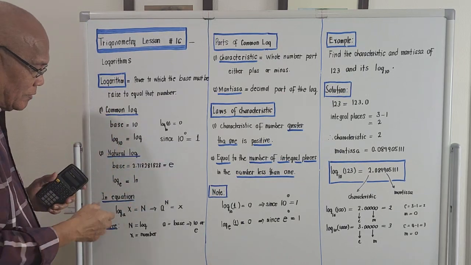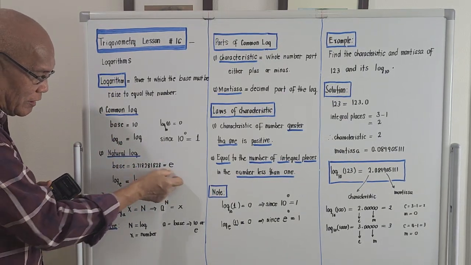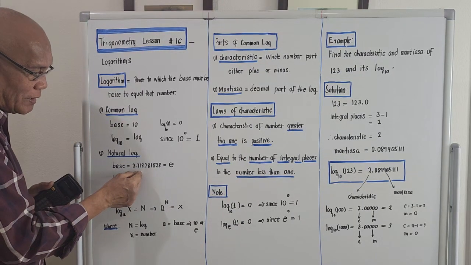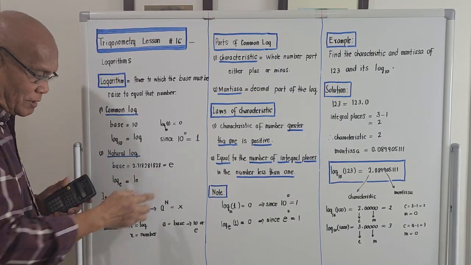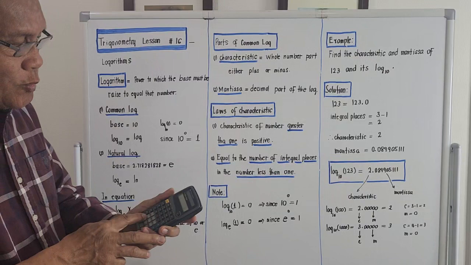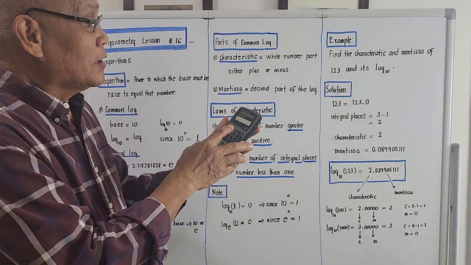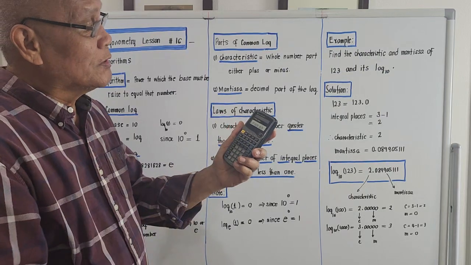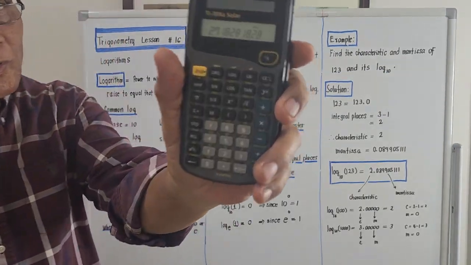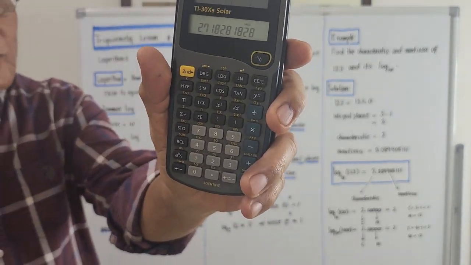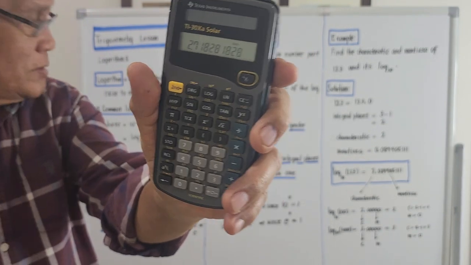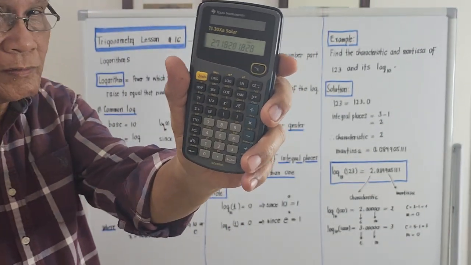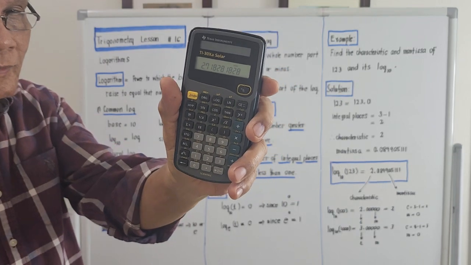For natural logarithm, the base is actually e, and the value is 2.718281828. Let me just display one here. e to the x is on the second function, so second function e to the x. This is the value of e: 2.718281828. Okay, that's the value.